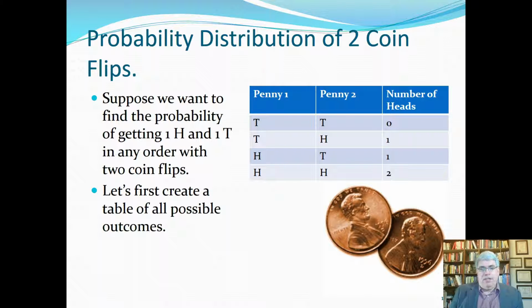Now let's look at a probability distribution of two coin flips. Let's just suppose we have two coin flips, and we're going to calculate the probability for each outcome. Suppose we want to find the probability of getting one head and one tail in any order with two coin flips. So the first thing we're going to do is create a table with all possible outcomes. So we could have tails and tails, that would be 0 heads. Tails and heads, that would be 1 head. Heads and tails, that would be 1 head. And heads and heads, that would be 2 heads. We want the probability of getting 1 head and 1 tail with any two coin flips. So we're especially interested in these two outcomes here in the middle.